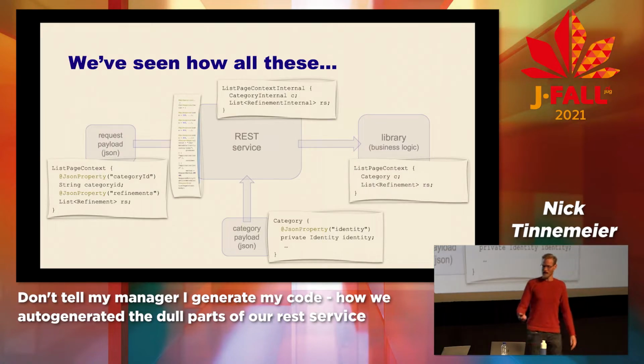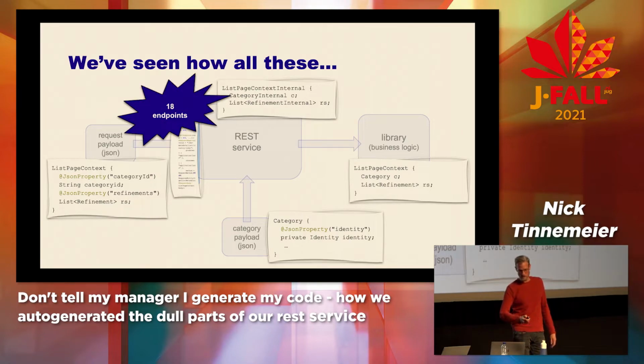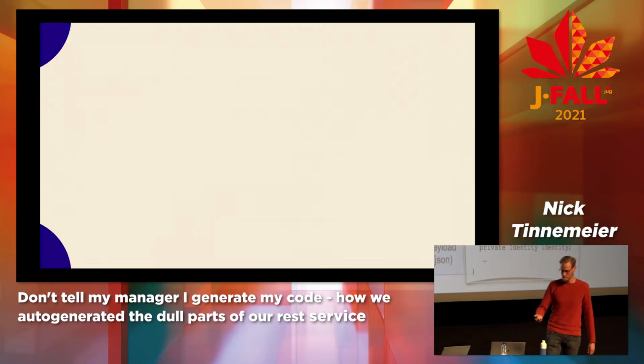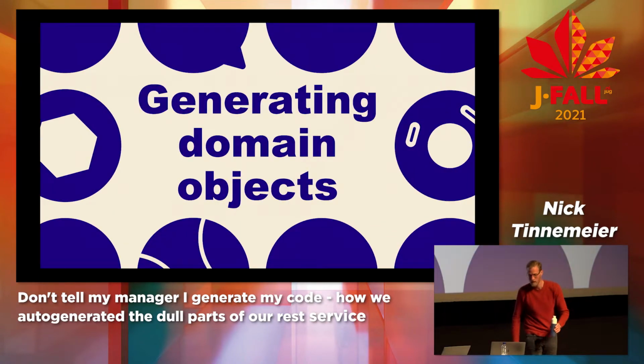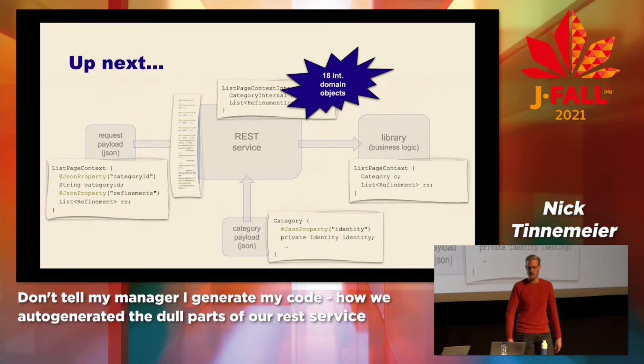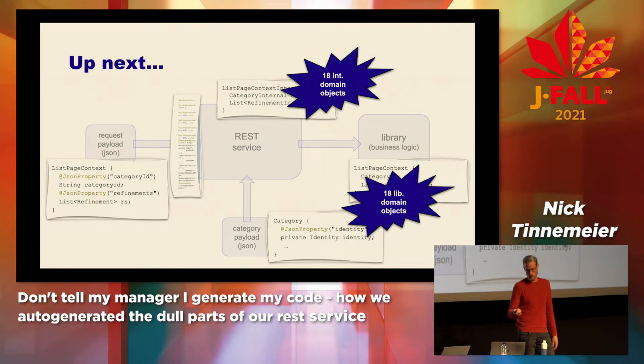So in this part, we've seen how all these 18 endpoints, 18 requests and 18 response objects, bam, all auto-generated. So let's have a look at how we generate the domain objects also. So in this part, I'll tell you how we auto-generated the 18 internal domain objects that live on a REST service, how we use the same framework for generating the library code, domain models.